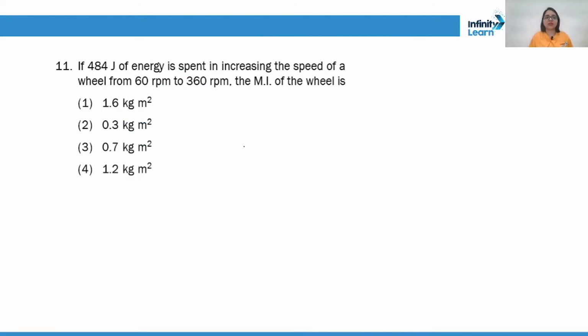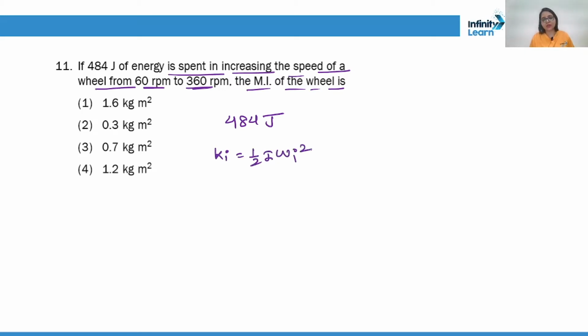Question number 11. 484 joules of energy is spent in increasing the speed of a wheel from 60 rpm to 360 rpm. The moment of inertia of the wheel is. So basically this is the change in kinetic energy of the body, rotational kinetic energy. So kinetic energy initial is half I omega initial square.